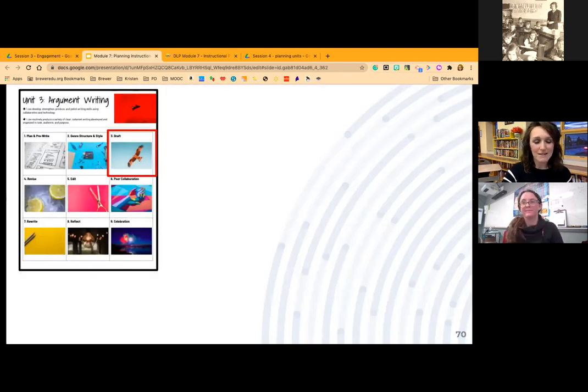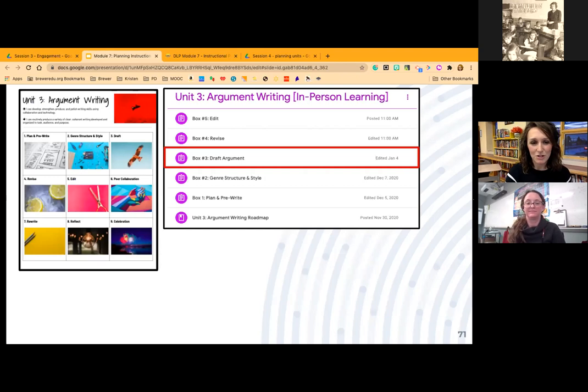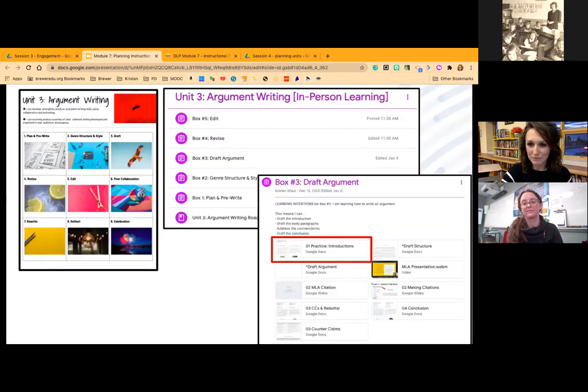And in our writing class this unit, we just finished box three last week, drafting our argument pieces. And I just wanted to show you, setting up my Google Classroom to align to this roadmap. I make assignments named after the box that they should be working in. And when students were working in box number three, they could see all of the materials that they would have needed or some of the practice we would have had.